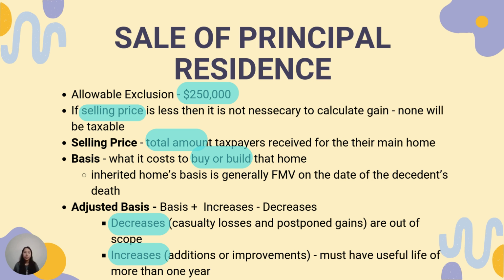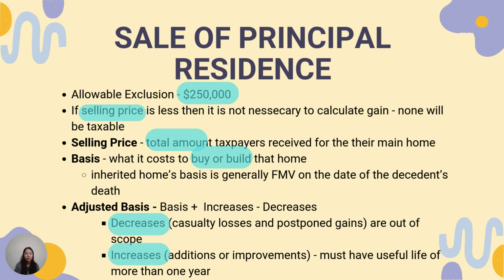Okay. For any other filing status other than surviving spouse and married filing jointly, the maximum allowable exclusion is $250,000. If the selling price is less than $250,000, it's not necessary to calculate gain because none of it will be taxable. So what we're trying to find out as VITA volunteers is how much of that capital gains is taxable. And because there's an exclusion, you'll take that capital gains minus the exclusion. So if the capital gains is 300,000, you'd minus 250,000, and it would be 50,000 of that capital gains is taxable, and you'd have to report that on the return.